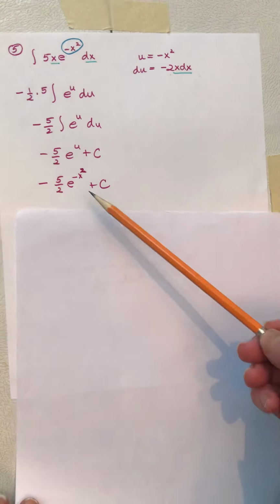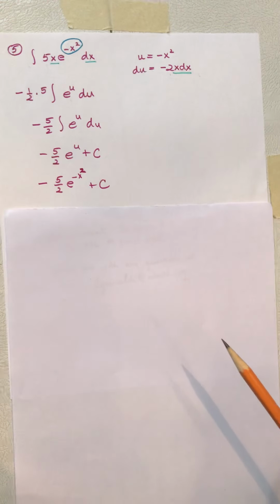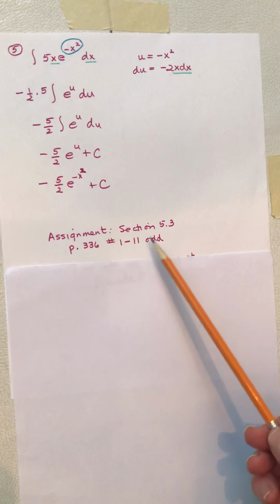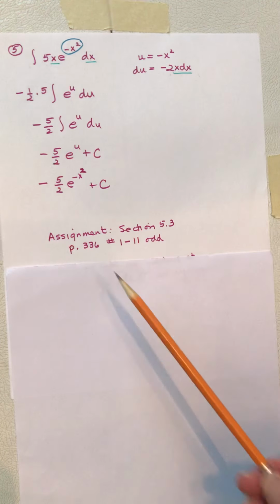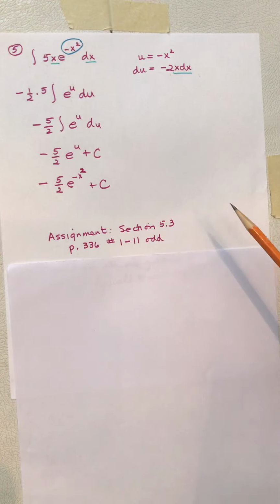Okay, I think that's our lesson for today. I hope you followed that. And so I have some problems for you to do. It's on section 5.3, page 336. It's numbers 1 through 11 odd.